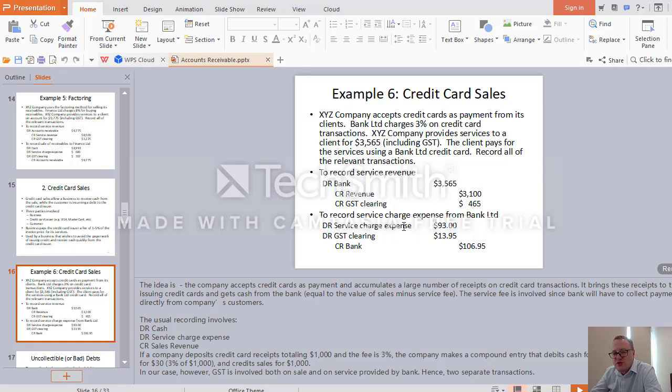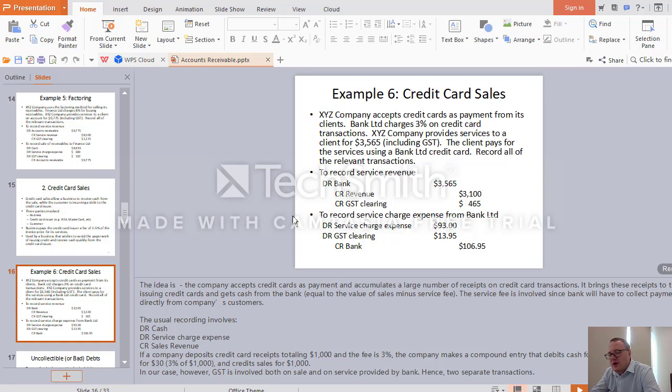And then also you need to pay the service charge. We need to record the service charge expense from the bank. It is 3% on 3,565, so it would be equal to $106.95. And that's the money that we pay, and we simultaneously recognize expense. Therefore, it is a debit service charge expense. But again, this value, $106.95, is inclusive of GST. So you need to split it into actual expense and into GST in a similar way. 106.95 times 3/23 is 13.95, or 106.95 divided by 1.15 is 93.